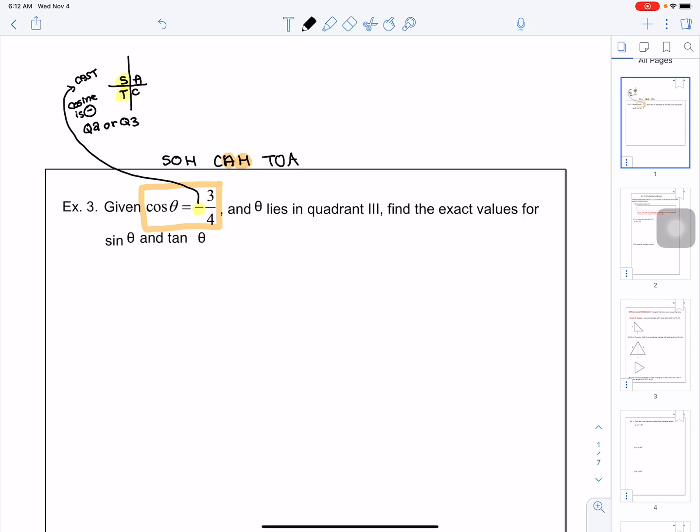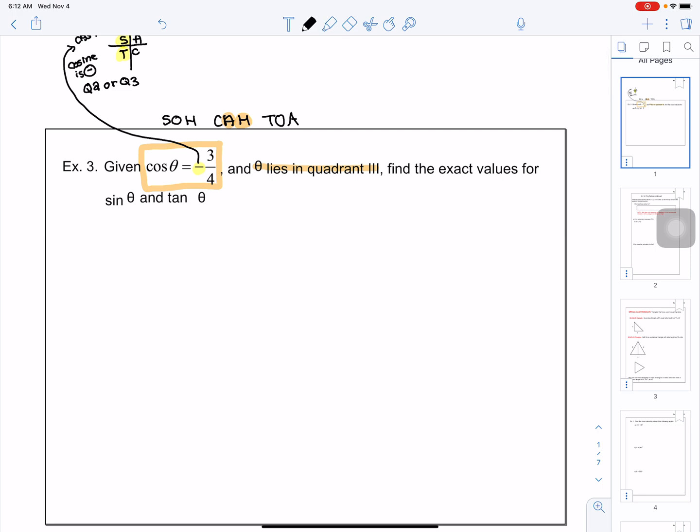And then if we keep reading the question, it tells us that theta lies in quadrant 3. So now, based on that negative sign value, we're going to draw our angle in quadrant 3, and this angle in red would represent the angle they're referring to, theta. We want to find the exact values for sine of theta and tan of theta, where theta is referring to the red theta that we have here.